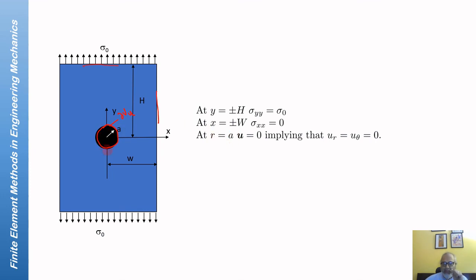But on this boundary at r equal to a, you will have u equal to 0, implying that both ur and u theta, radial and tangential displacements, so displacements in this direction and this direction, are both equal to 0. You can of course do this in terms of ux and uy, but it would be easier to do it in Cartesian polar.